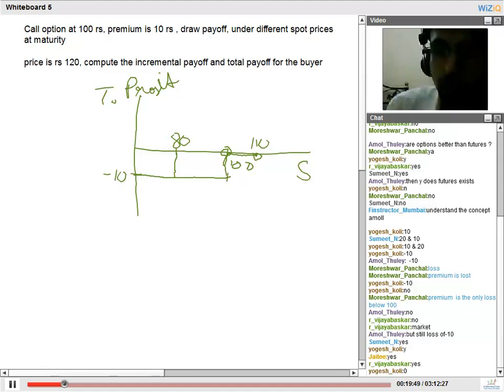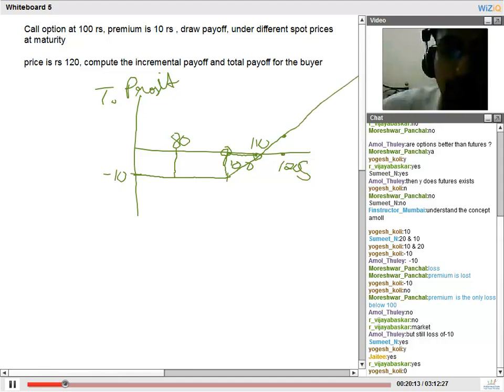If the stock moves up to 120, we discussed earlier that he would be able to realize 120 by purchasing the asset for 100 and selling it in the market for 120. So he would receive a 20 rupees profit. However, 10 rupees is the original premium that he had to pay. So his total profit will be 10 rupees.